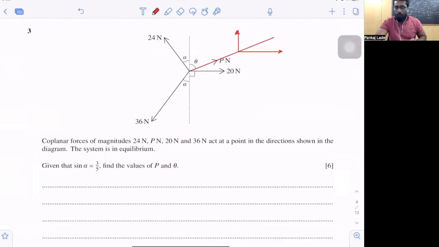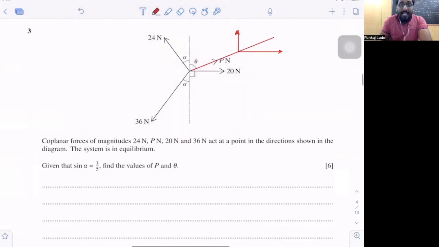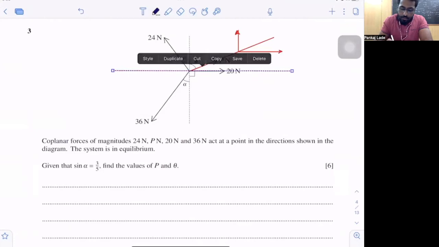So look at the P Newton force and the horizontal line. What I'm going to do here is also extend my x-axis. I'm going to extend the x-axis over here. I'll use a different colored pen. So students, this is my x-axis. I'm extending the x-axis. That's my x-axis.